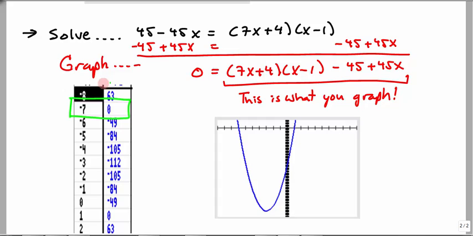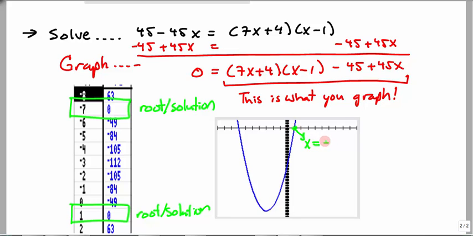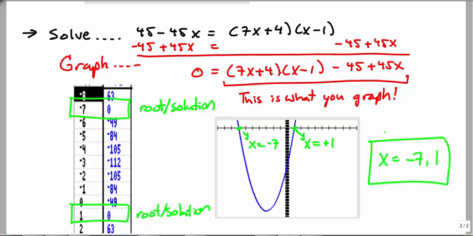Here we have a root, our solution, because y is 0, so that means it's where it's crossing the x-axis, and here I have another one. So I can see it from the table, and then I can see it from over here as well. x equals 1, and here x equals -7. So my solution to this equation is x equals -7, 1. And again, you list these in order from smallest to largest.